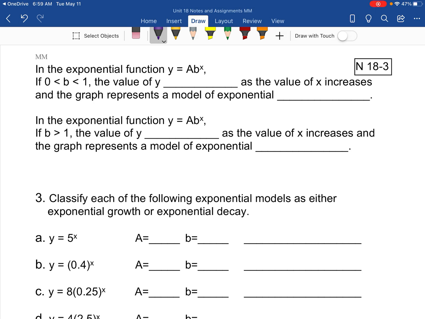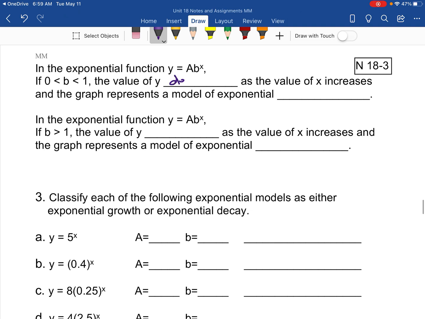In the exponential form, y equals a times b to the x. If b is between 0 and 1, so a decimal, a fraction, any value between 0 and 1, y decreases as the value of x increases. And the graph represents a model of exponential decay. It's going down. In general, the graph will decrease, and it will be called exponential decay.